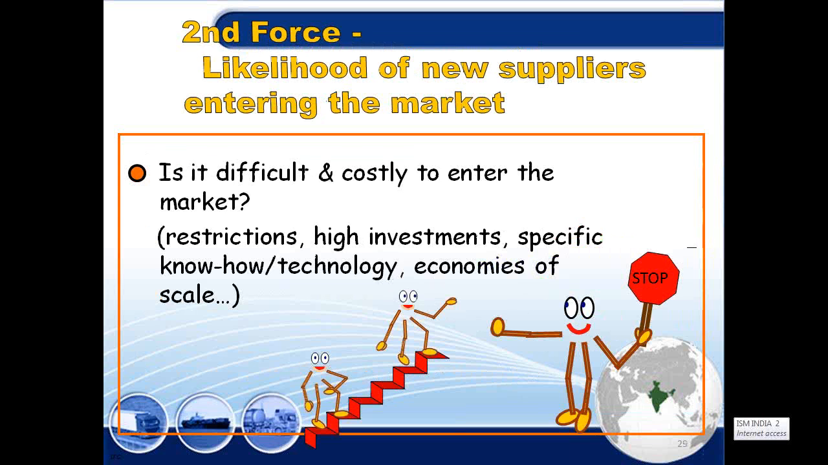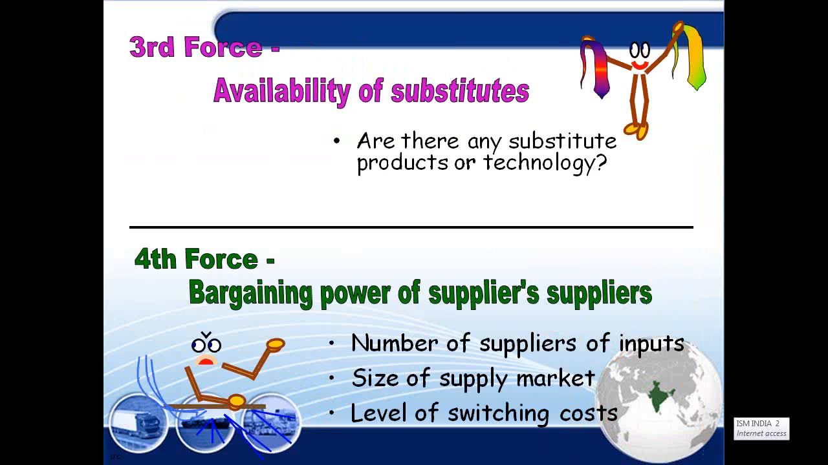Restrictions, high investments, specific know-how, economies of scale. Third force, availability of substitutes. Here you can see one tie versus another tie. So it's a substitute available around, doing the same purpose. Fourth force is the bargaining power of suppliers: number of suppliers of inputs, size of supply markets, level of switching costs.